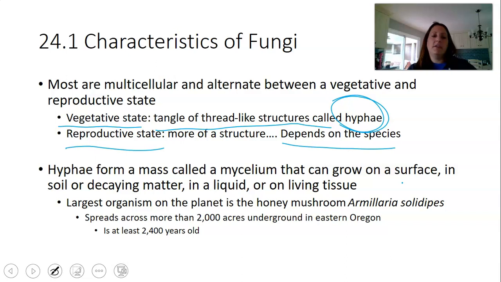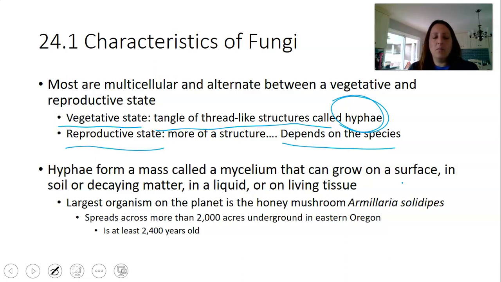Okay, so that would be an example of a fruiting body, a reproductive structure. So again, fungi can be single-celled or multicellular. And if they're multicellular, they usually will alternate between a regular growth, vegetative state, and a reproductive state where they're reproducing. In the vegetative state, they're going to be composed of these thread-like structures called hyphal strands. In the reproductive state, they will form some type of a fruiting body. And again, that structure is going to be different depending on which species of fungi we're looking at.